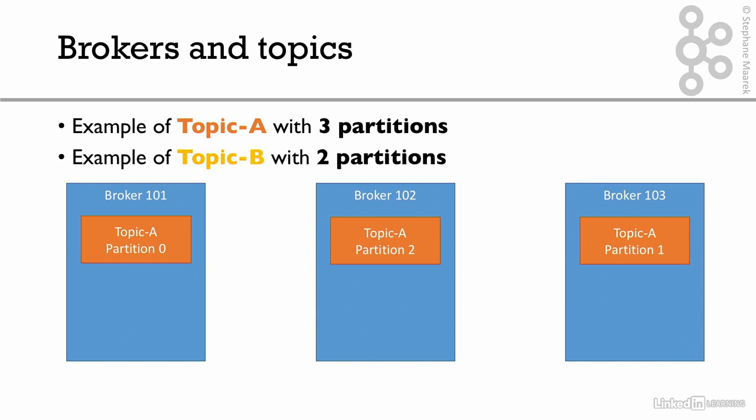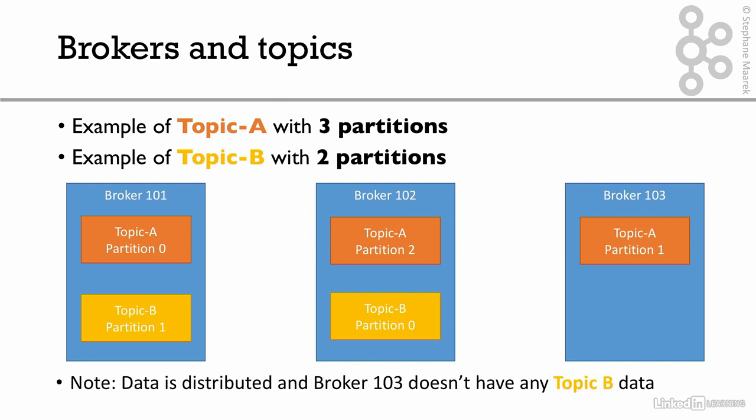Now, what happens if you have a topic B with 2 partitions? We have topic B partition 1 and topic B partition 0 on broker 101 and 102. So with this one, there are fewer partitions than brokers, so broker 103 does not hold any data from topic B, okay? And that's expected. So it's very, very important to understand that. And if you were to create a topic with 4 partitions, then one of the brokers will have 2 partitions for that topic, okay? So you can play around, but this is basically it. So remember this diagram. In the next lecture, we're going to go one level up and talk about replication factor.